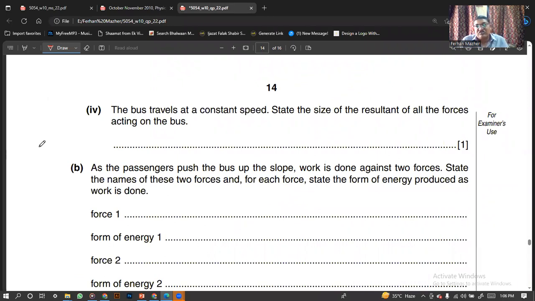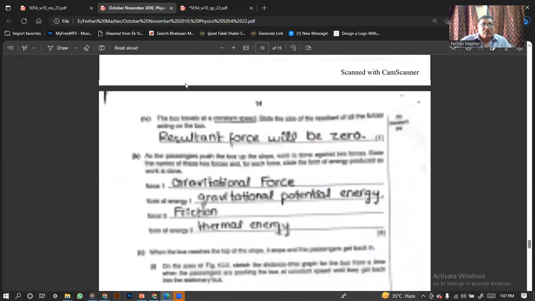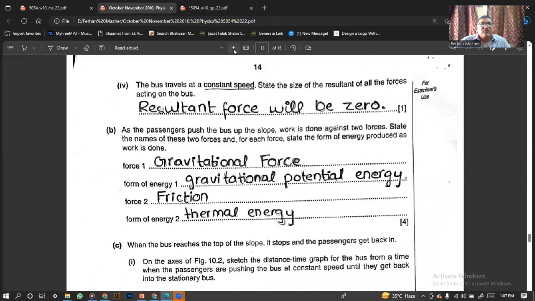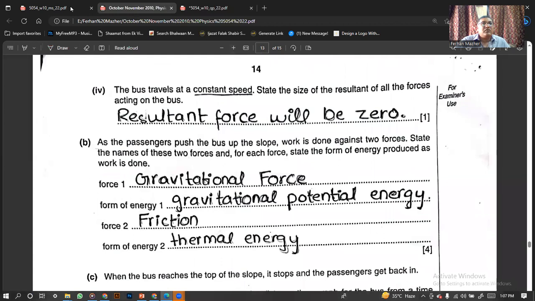The bus travels at a constant speed. State the size of the resultant of all the forces acting on the bus. You see, whenever an object moves with a constant speed, that shows that its acceleration is 0. And acceleration is only 0 when the resultant force is 0. So we can say that the size of the resultant force acting on all the forces acting on the bus will be 0.